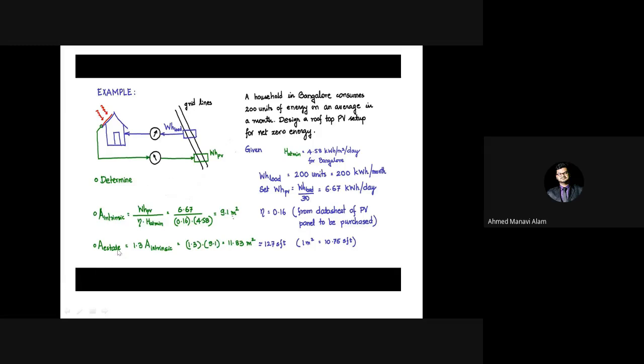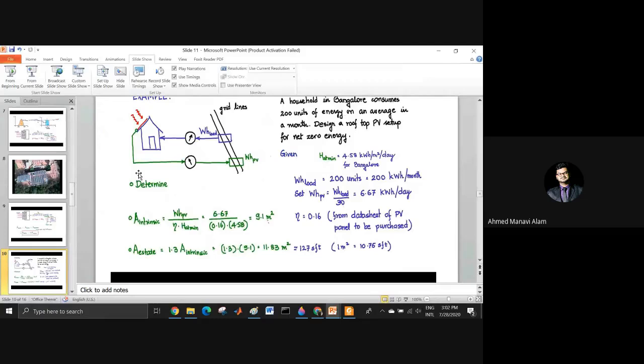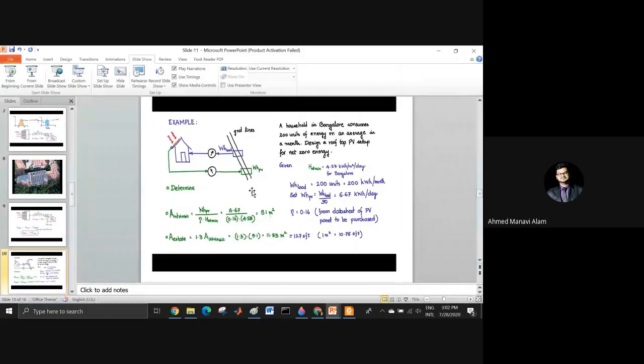And here comes the real estate area. If you multiply 1.3 with the intrinsic area, then you get the real estate area. Okay, very simple math, very straightforward. If you understand the theory, math is a piece of cake.